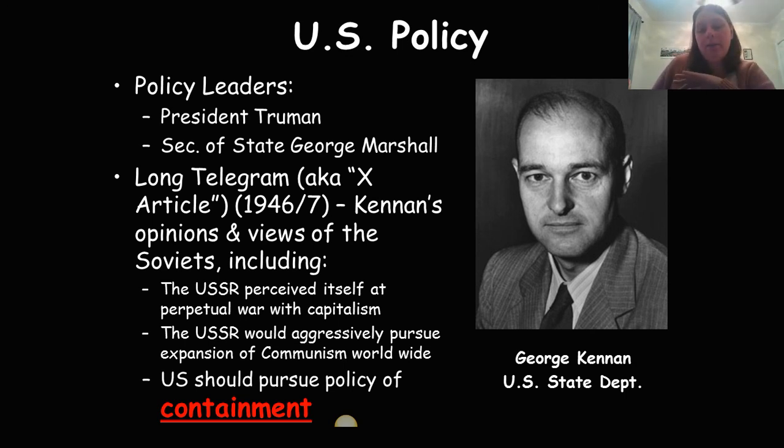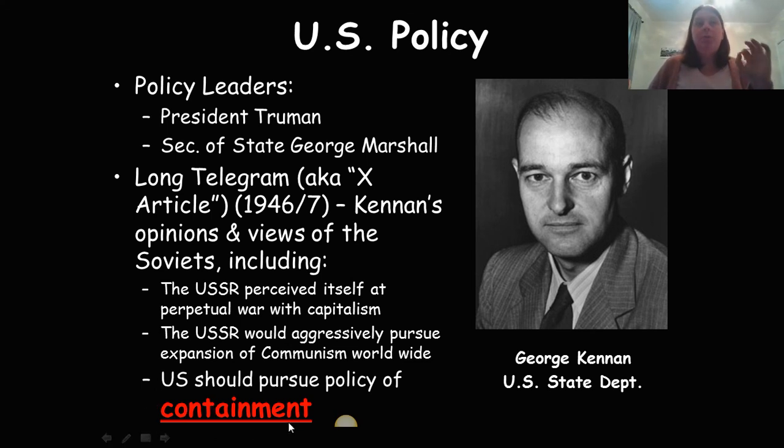And it's this whole screed where he's basically like, wake up, America, right? The U.S. government needs to know, says Kennan in the Long Telegram, that the Soviet Union already sees this as a war, right? They already see themselves as at war with capitalism. And if we don't aggressively do something about it, then they're going to have a leg up on us, right? They're already aggressively pursuing the expansion of communism. And so we need to pursue what he refers to as containment.